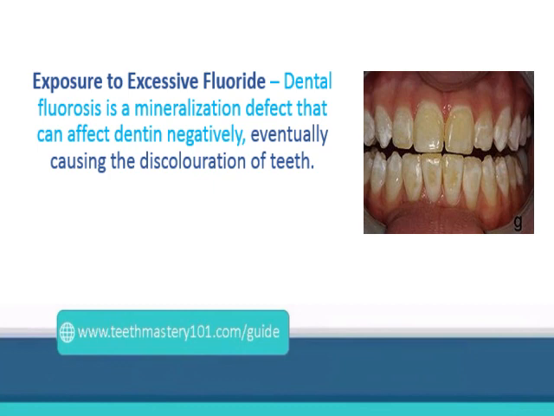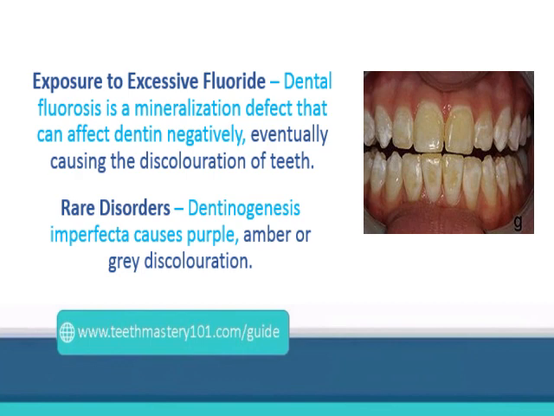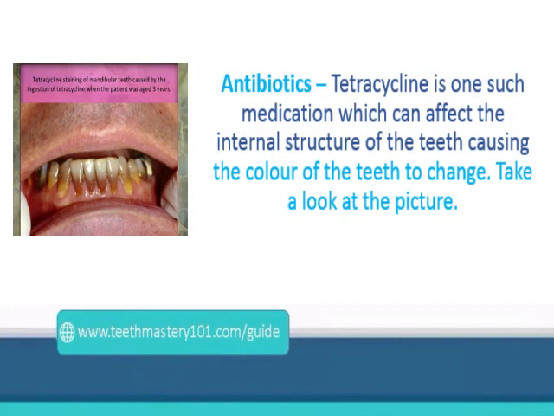Exposure to excessive fluoride. Dental fluorosis is a mineralization defect that can affect dentin negatively, eventually causing the discoloration of teeth. Rare disorders. Dentinogenesis imperfecta causes purple, amber, or gray discoloration. Antibiotics. Tetracycline is one such medication which can affect the internal structure of the teeth, causing the color of the teeth to change. Take a look at the picture.